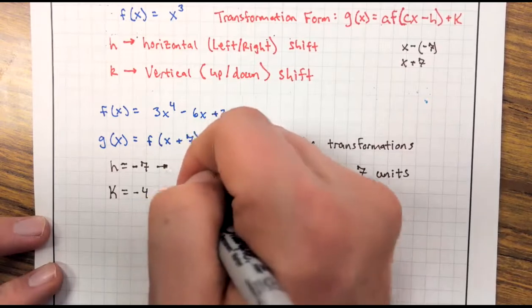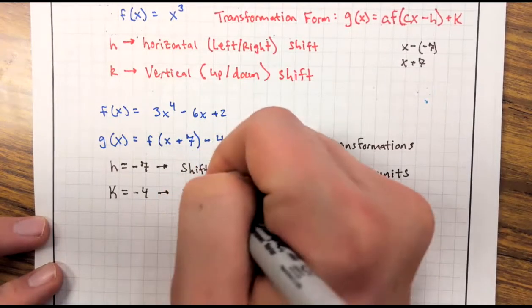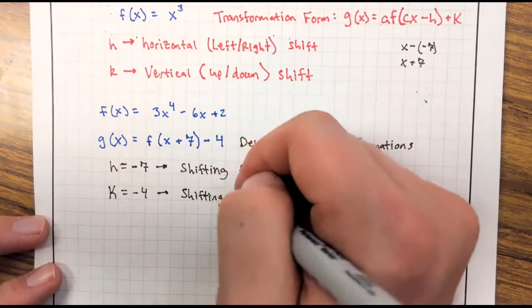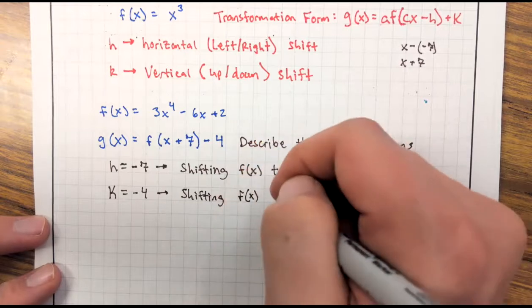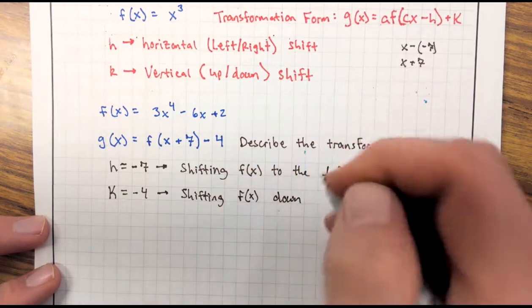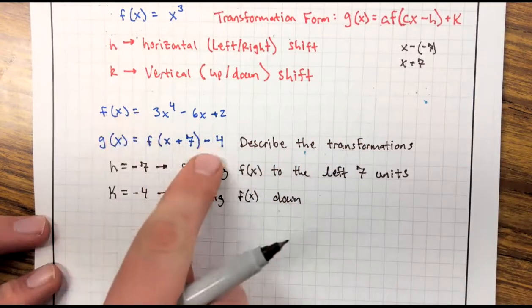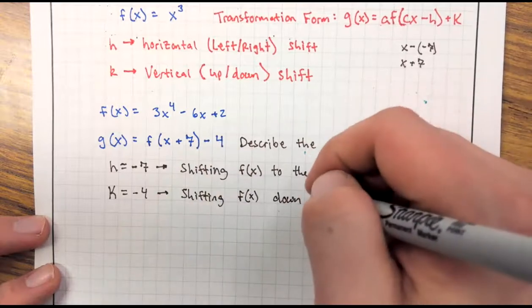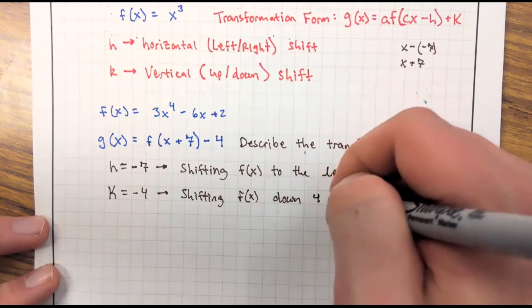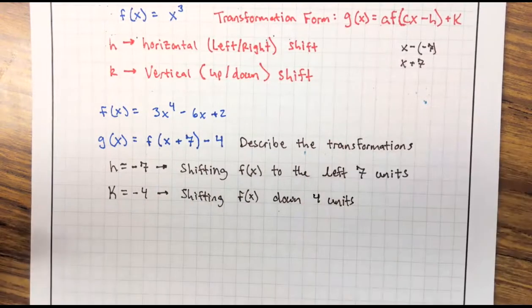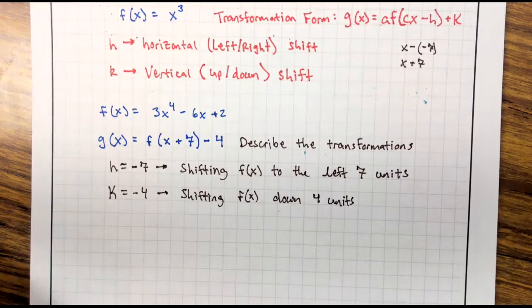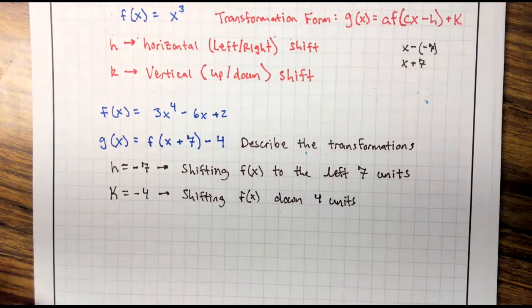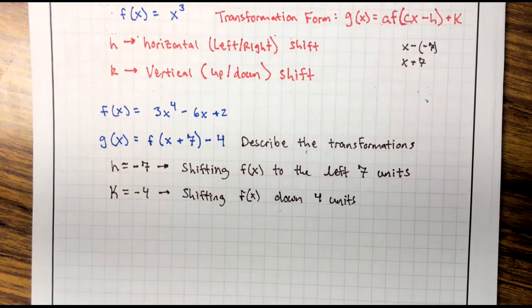We are shifting f of x down. We are making everything in f of x go down 4 units. All right, and I guess just to verify that, I can show you on Desmos, and that'll be the end of this video. So let me go back to that graph here.